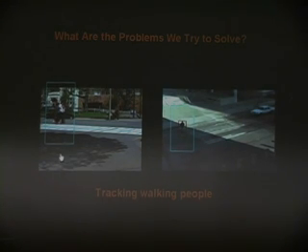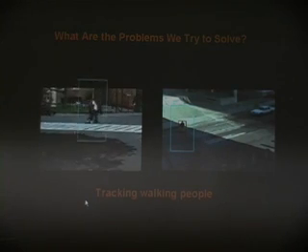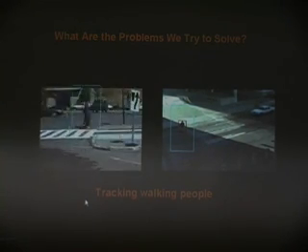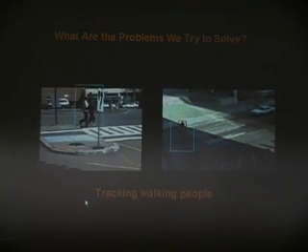On the right side, I'll show another sequence. It's captured by a handheld camera. So the camera is not static, and you cannot use the background information. And also, the two persons have some kind of occlusion, so I think it's a hard problem, at least for computer vision people.